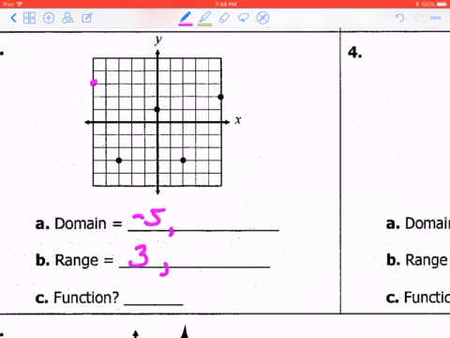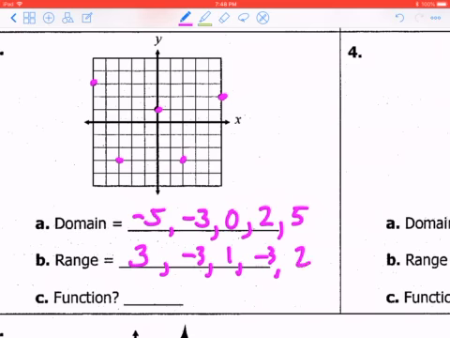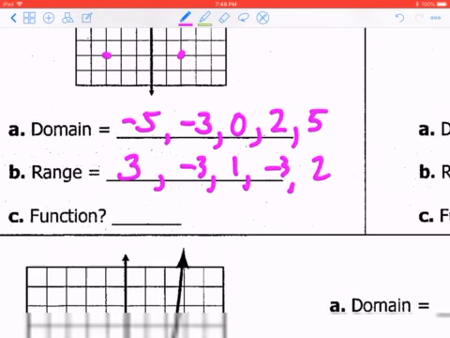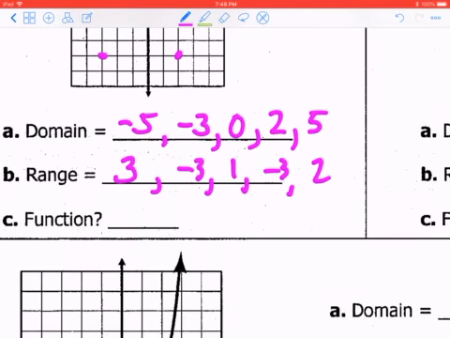Then I go to the next one, -3 and -3. Next one, 0, 1. Next one, 2 and -3, and the last one, that is 5 and 2. And again, I look at my x values, and even though this one's not continuous, it does not have repeating x values, so it is a discrete function.